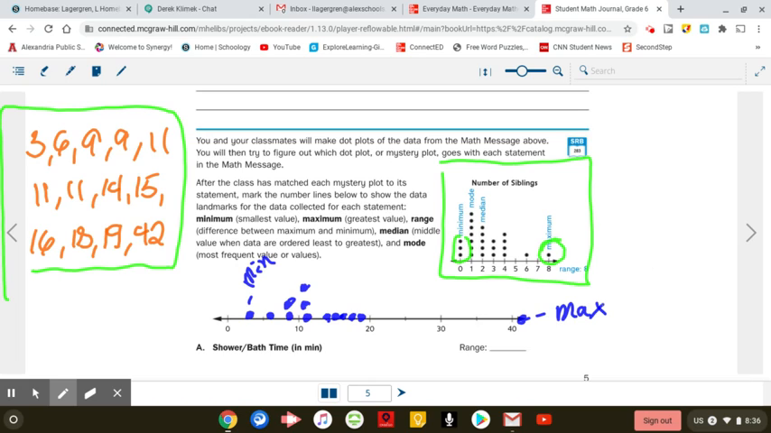The range is the difference between those. So I can do 42 minus 3. My range is actually 39, and that can kind of go off to the side, just kind of like they did up here. The median is the middle value.